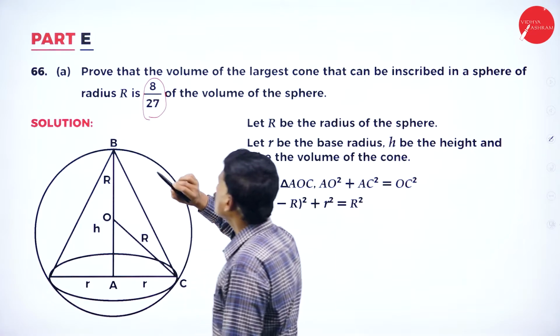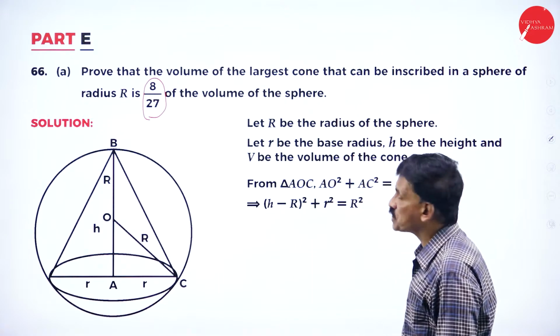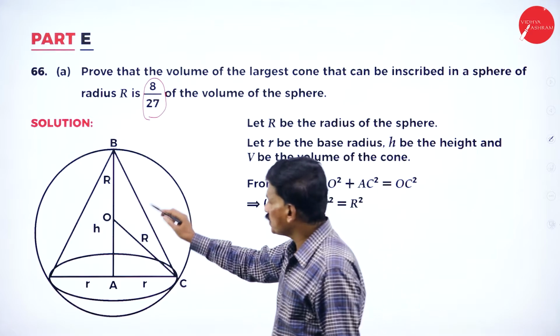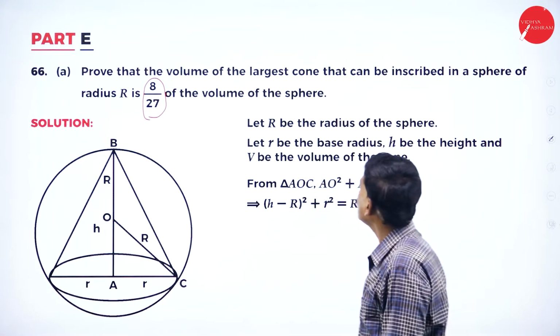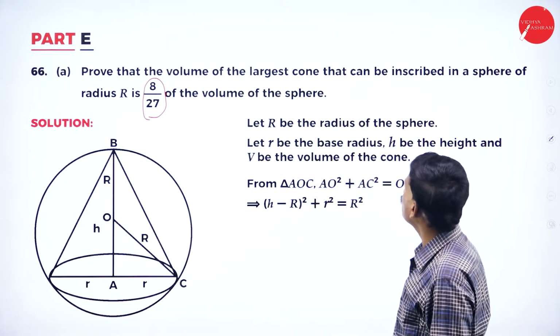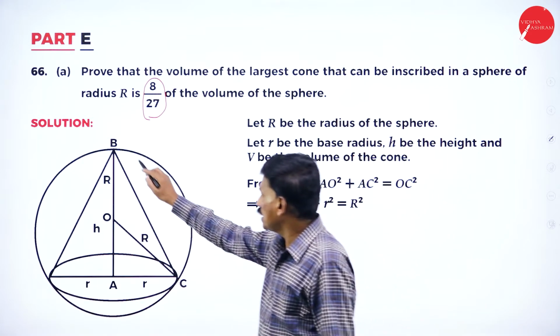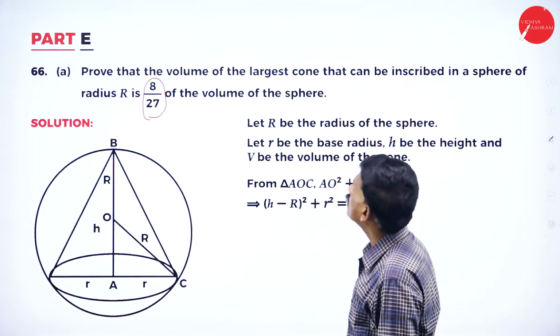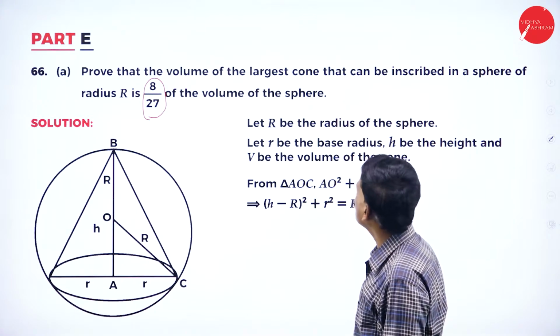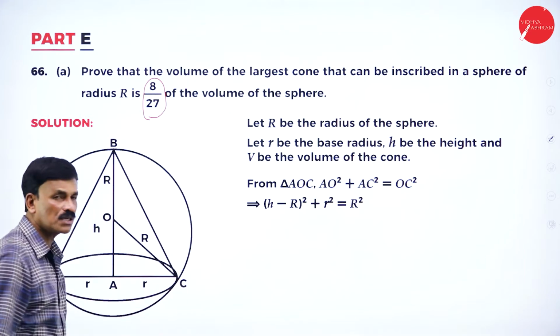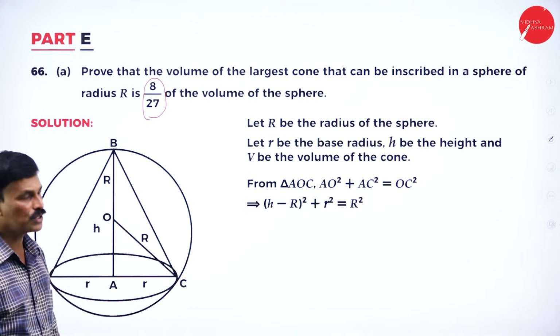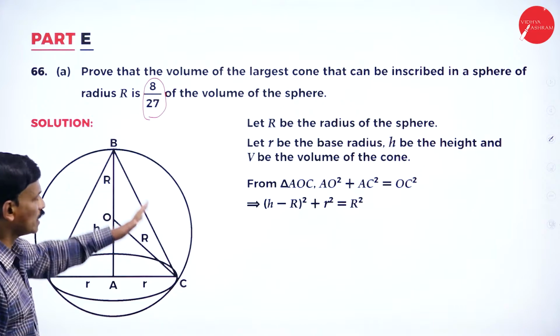This is the answer. So prove that the volume of the largest cone that can be inscribed in a sphere of radius R is 8 by 27 of the volume of the sphere. Now very simple, here we are going to use the concept of volume of a cone. That's it. Now this is the diagram given.